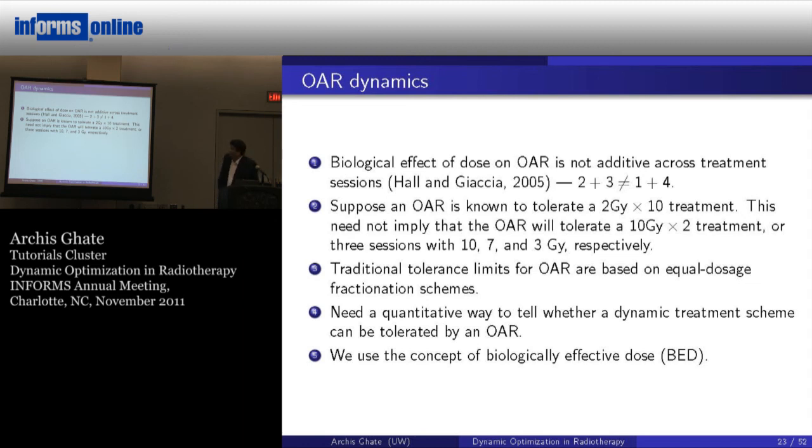In other words, the difficulty is that the conventional way of treating, as I said, typically is equal dose fractions, right? So I have been using this 2 gray per fraction for 10 fractions, or 1.5 gray per fraction for 15 fractions. Okay, so that is not the same as, let us say, 10 gray in 2 fractions, right? Or it is not the same as 10, 7, 3, right? It adds up to 20, but the effect is not the same, right?